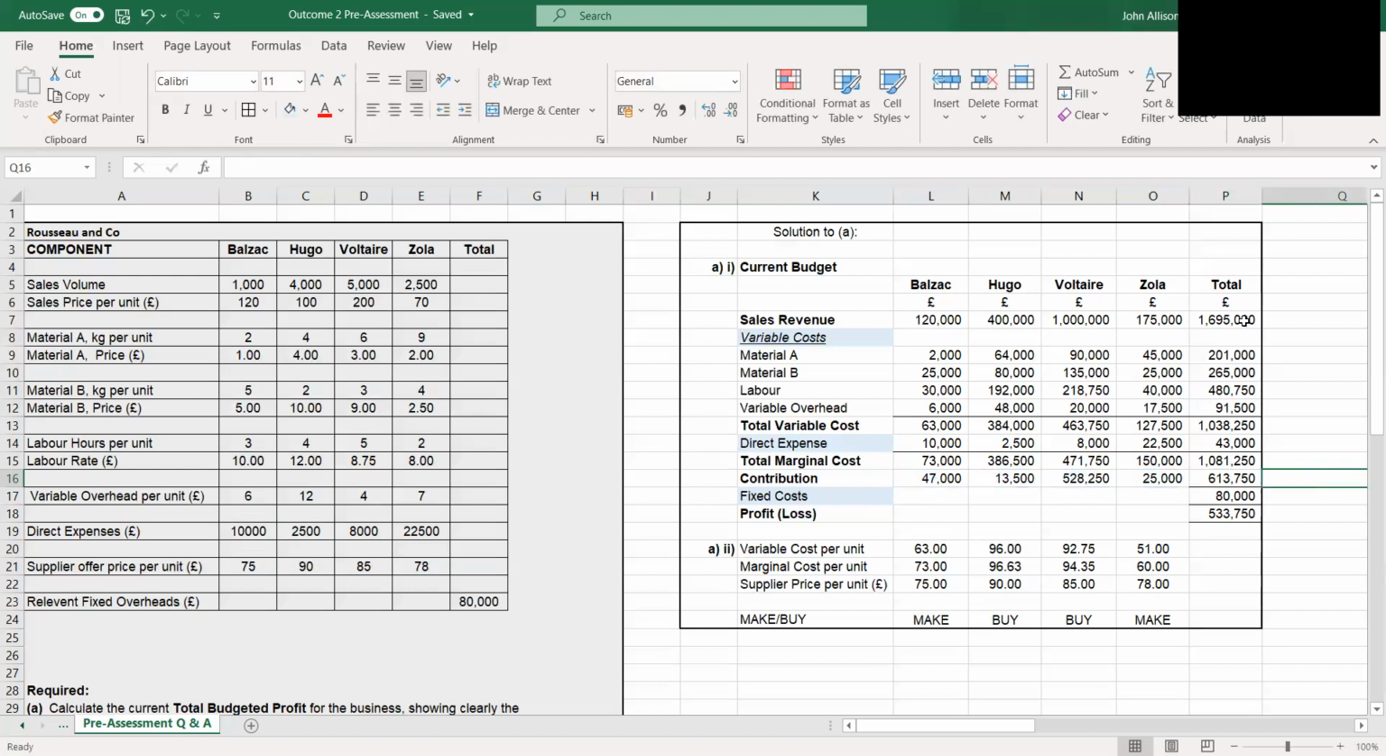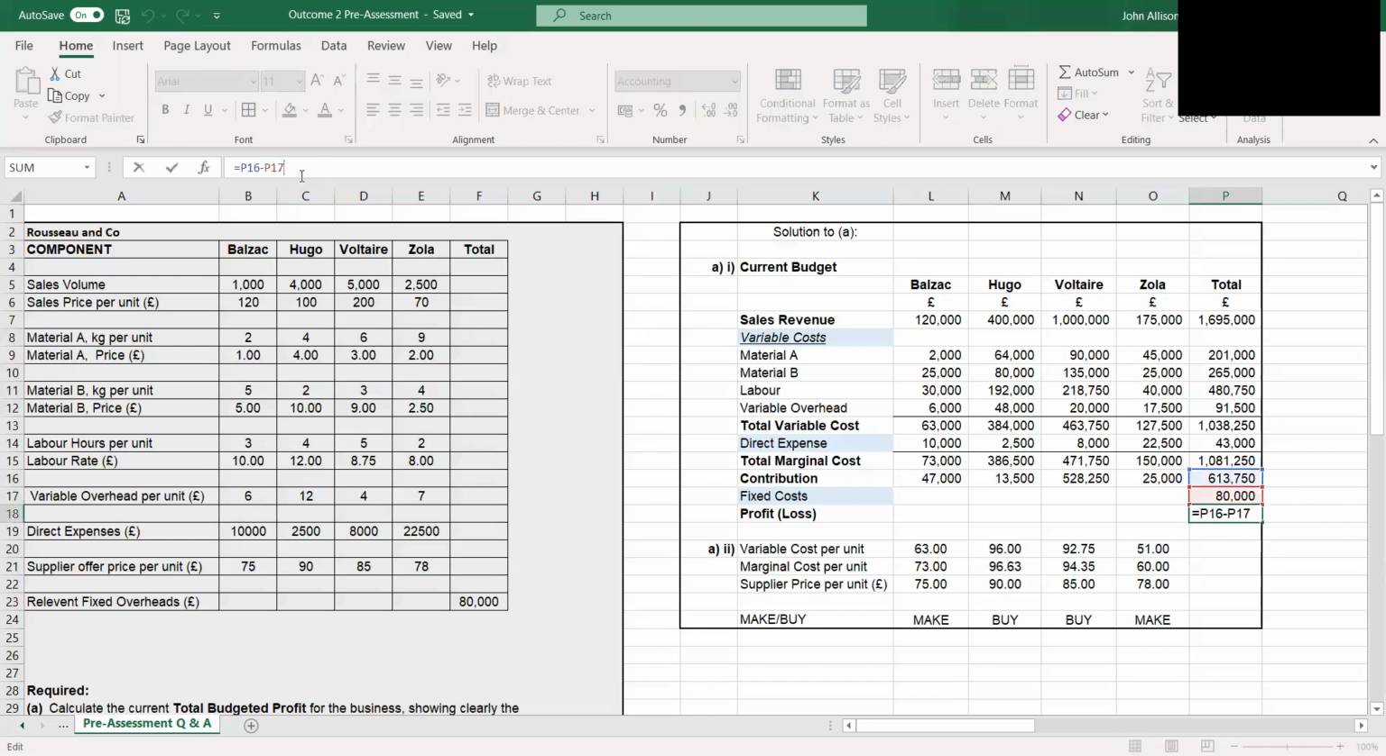Another way to do it is to do the total sales revenue, take away the total marginal cost, which will give me the total contribution. Final thing to get the profit is to do the contribution, take away the fixed costs. The fixed costs we see at the bottom here in the question are £80,000.